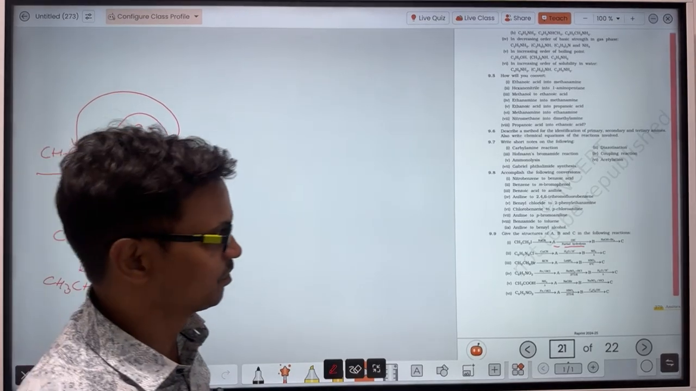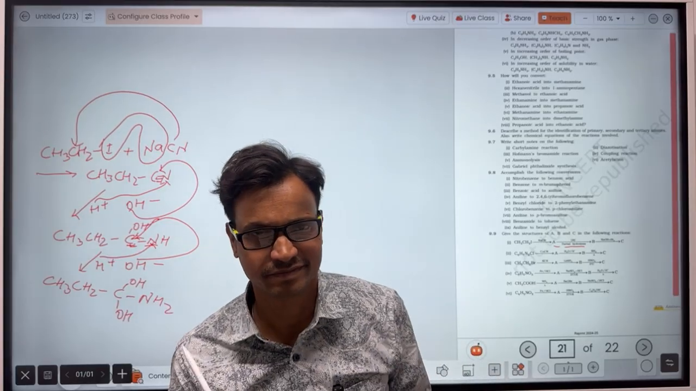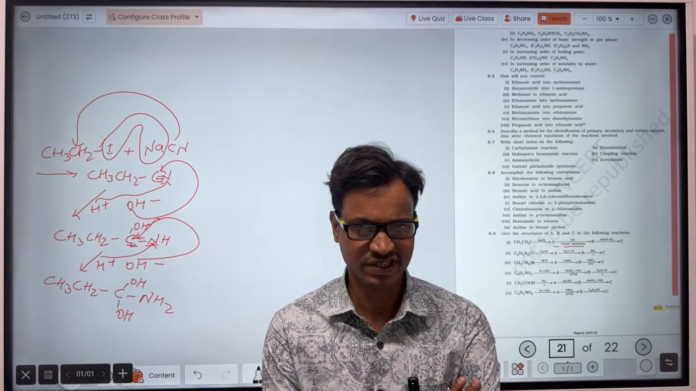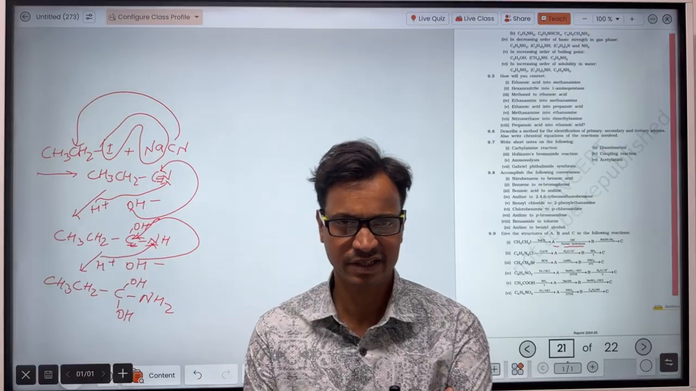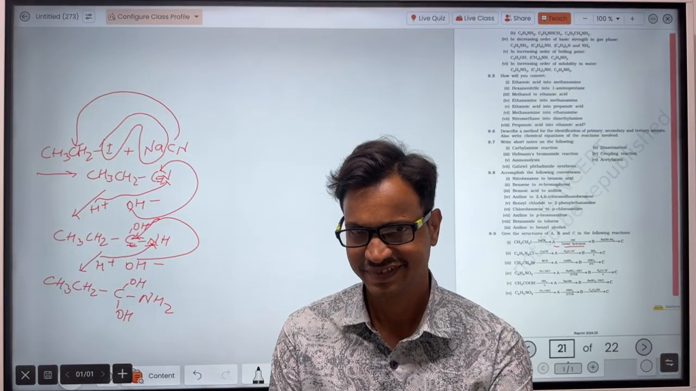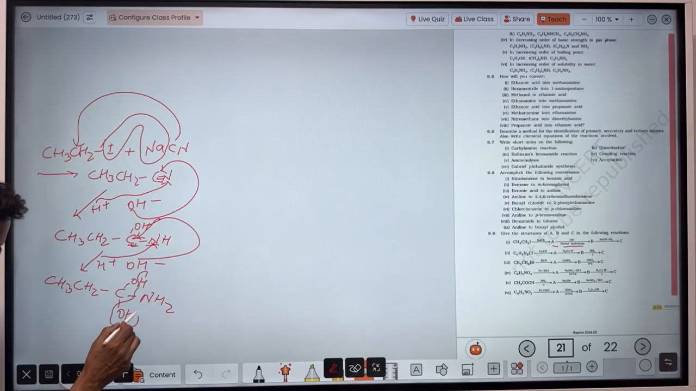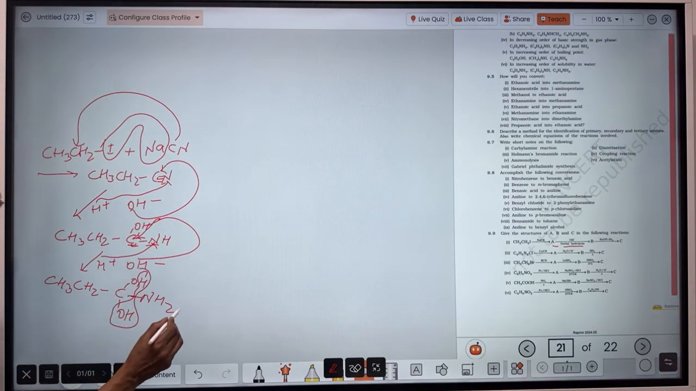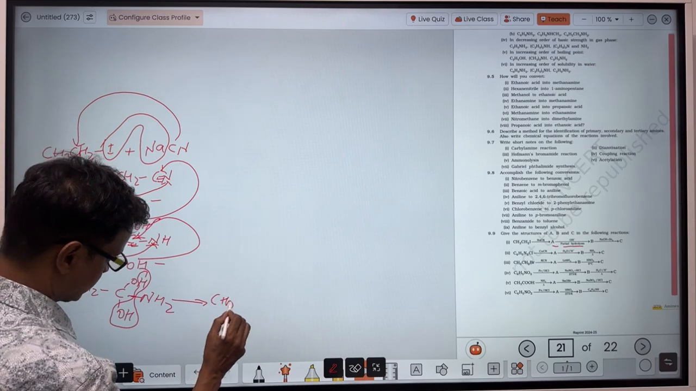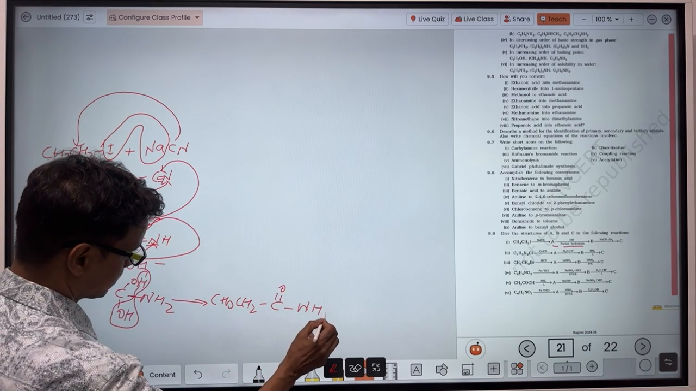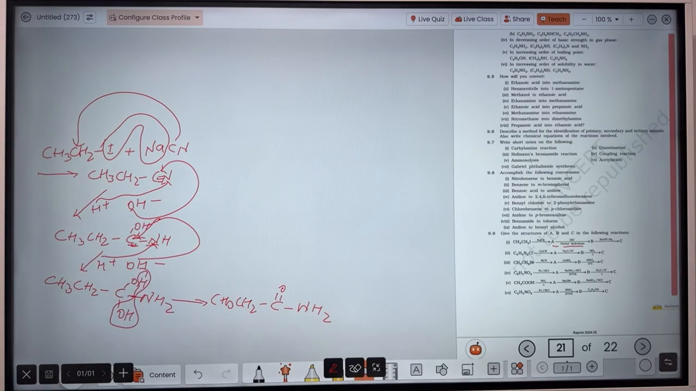When there are two OH groups bonded to the same carbon, that compound will be unstable. The hydrogen of one OH will combine with another OH and form H2O. So here this hydrogen will combine with this OH and form H2O. So this oxygen will form a double bond here. So the product will be this one.